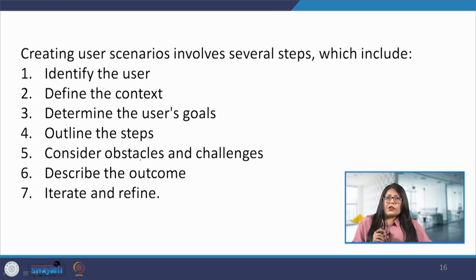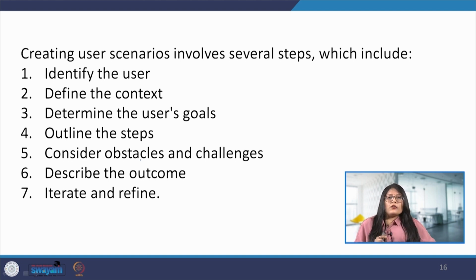Third is to determine the user's goals. So, identifying the user goals or objectives for the interaction. So, what is it that the user wants to accomplish? Now, next is outline the steps. So, here we describe the specific steps the user will take to achieve their goals. So, this can include navigating menus or entering data or also selecting some options.